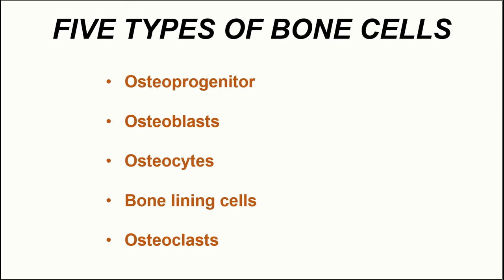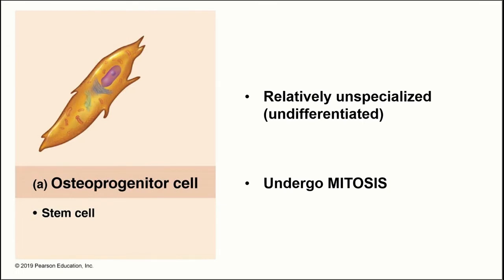So let's start with those osteoprogenitor cells. Osteoprogenitor cells are stem cells, which means a stem cell is a relatively unspecialized type of cell. That is, it has not really been given a specific function within the body yet.